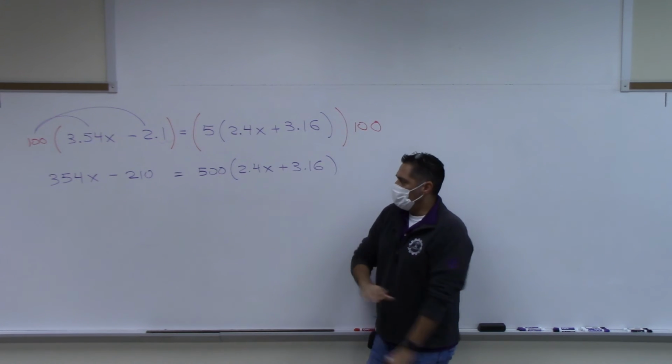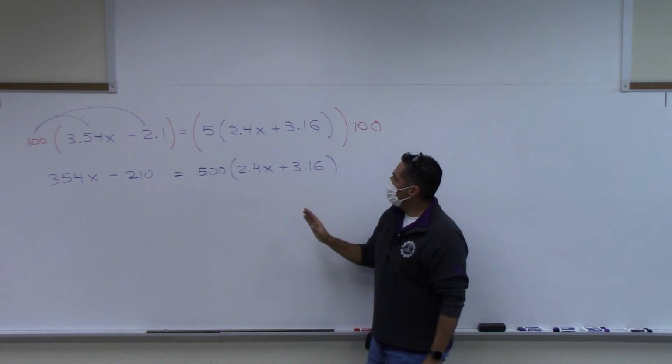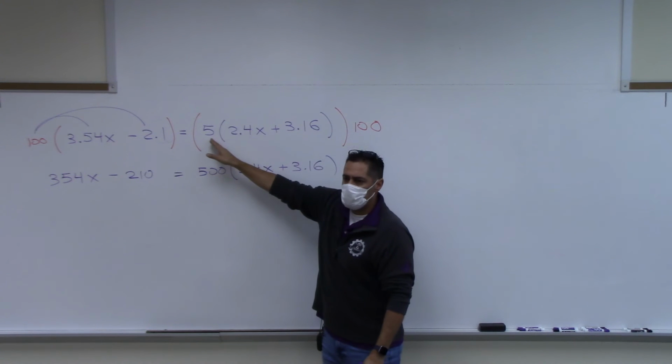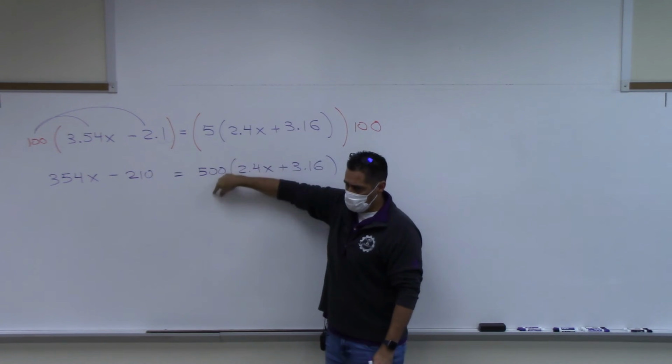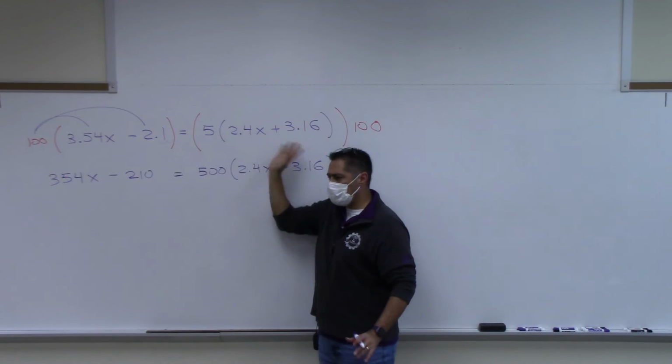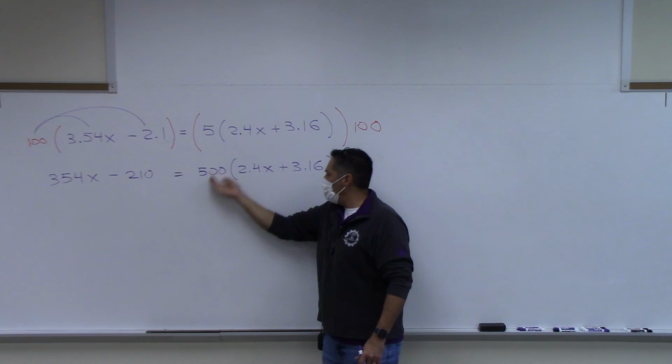By the way, just FYI, when you hit this 100 on the 5, you could have done the 100 in here and left the 5 alone. It would work both ways, but I'm going to do it this way. 100 times 5 goes here, and then pass it through.